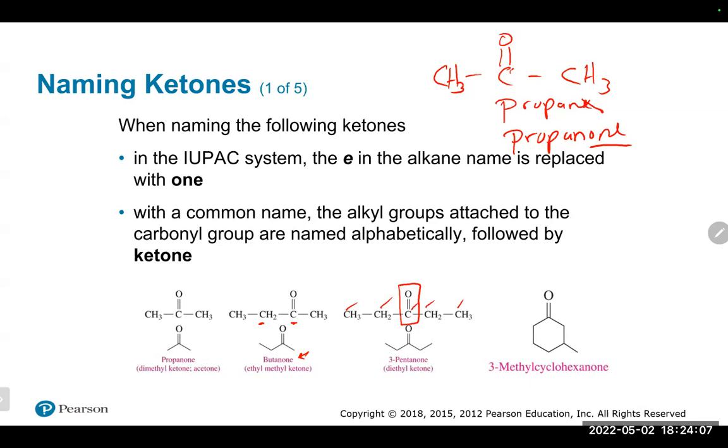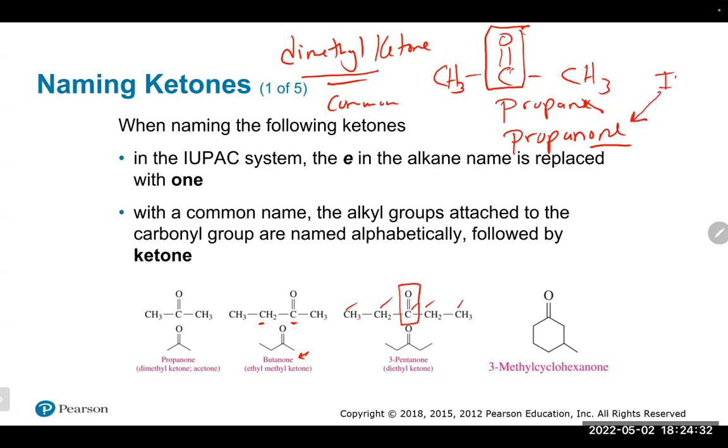The common way of naming it is kind of like what we did with ethers. You think of the carbon-oxygen double bond as the center. To the right and left are two groups. They are both methyl groups. So this would be known as dimethyl ketone, would be the common name. But for us, we will go with the IUPAC way of naming. You will sometimes still see the common name used a lot with ketones. But for us, you should do the IUPAC way of naming.